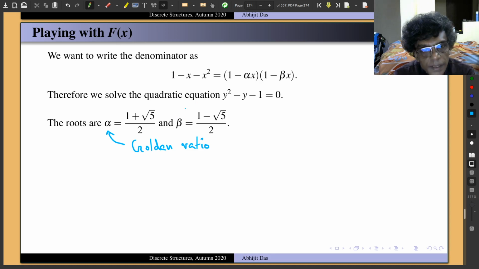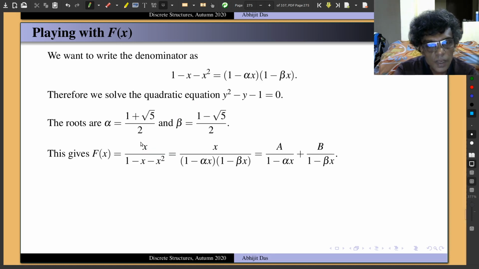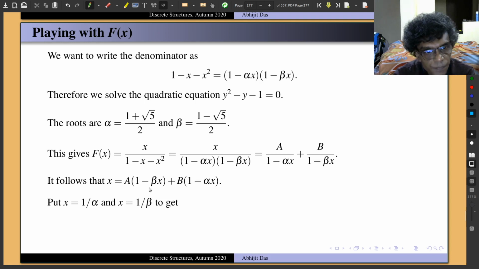So I now have f of x equal to x over this quantity. This is now 1 minus alpha x, 1 minus beta x. This can be expanded as a over 1 minus alpha x plus b over 1 minus beta x for some constants a and b. Multiply everything by 1 minus alpha x, 1 minus beta x, you will get x equal to a times 1 minus beta x plus b times 1 minus alpha x, and then you put x equal to 1 over alpha so that this term vanishes, and you get the value of capital A.